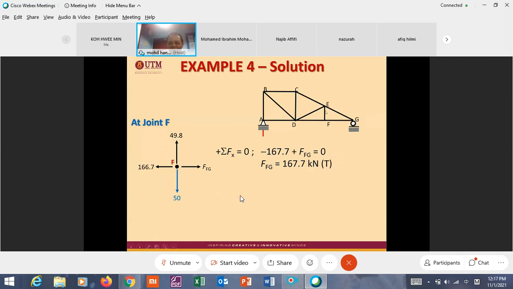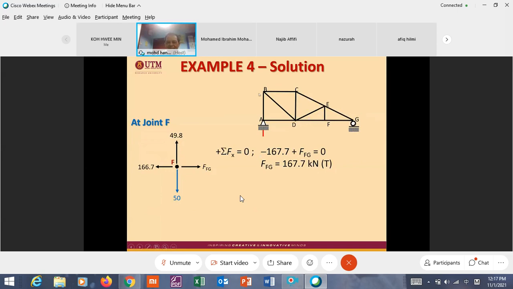Okay. For this joint F, it is very simple, because there is no component other than X and Y, the vertical and horizontal component. So there is no sine or cosine. So FG should be equal to 160.7, and EF should be equal to 50. Okay.